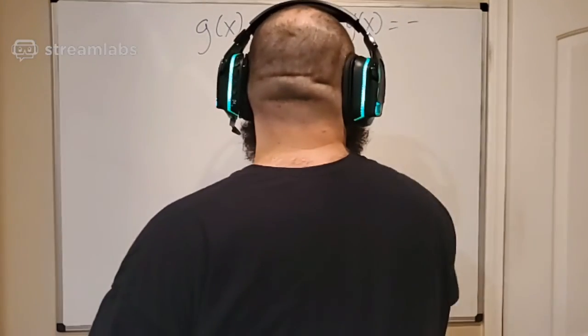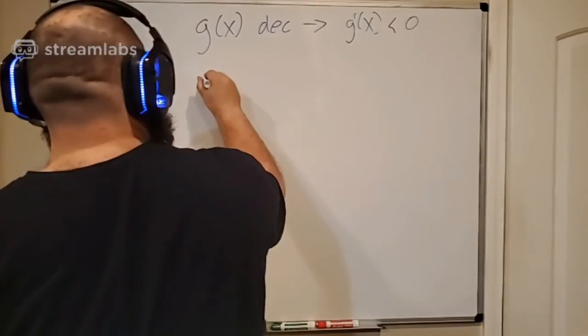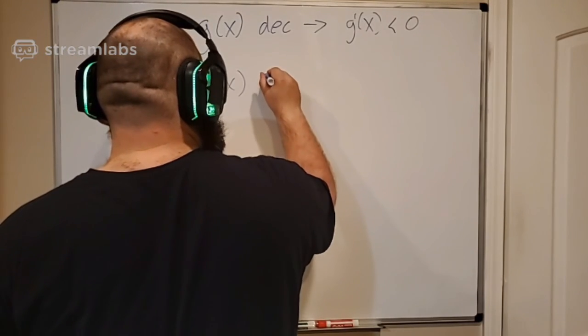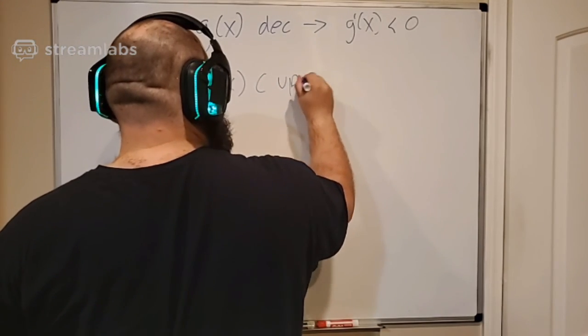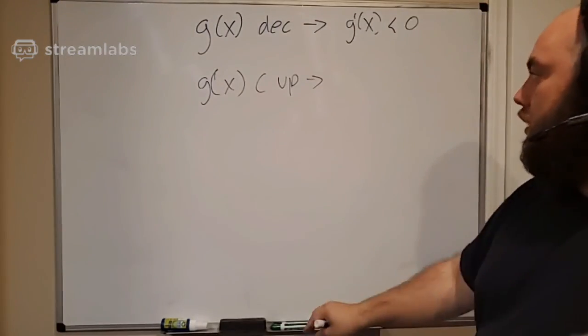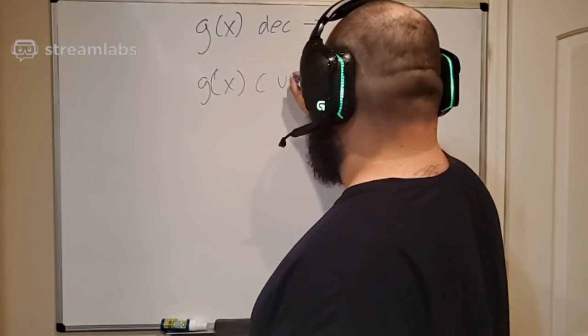And then we also want to know where g of x is, well, concave up in this case, I think. Right? So what does it mean for g of x to be concave up? The slope is positive. The slope? What slope? The slope of the.